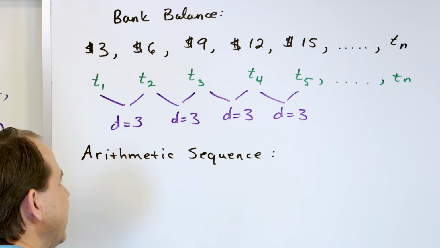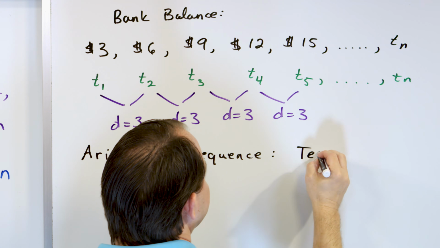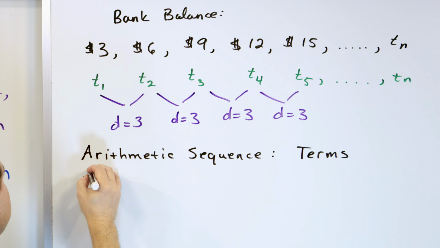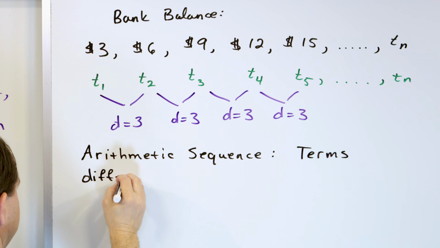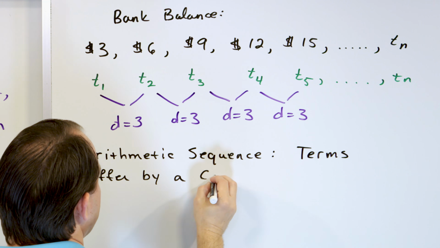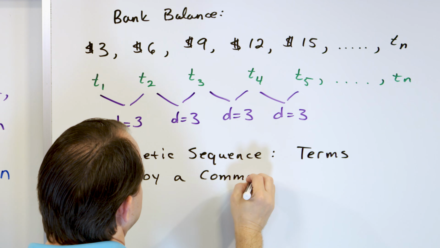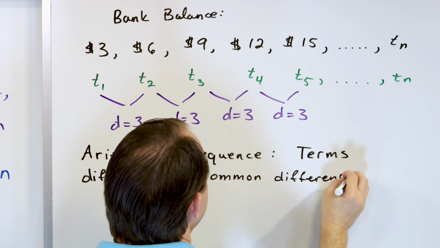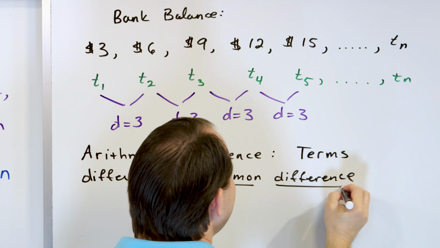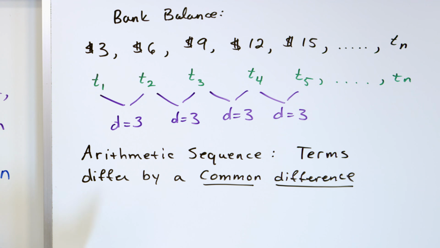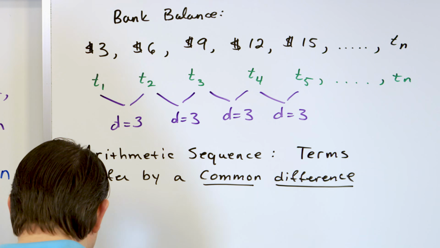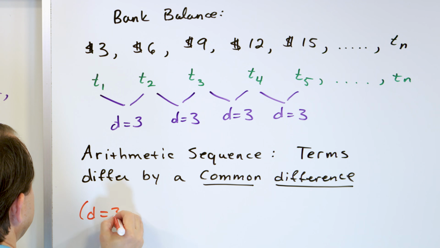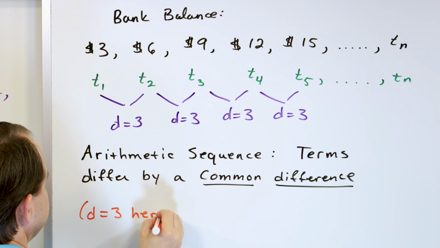Okay? And this is when terms, adjacent terms, when I say terms, I mean the terms right next to each other, they only differ by a common difference. I'm going to underline this because it's the most important concept. The common difference, that's the term, that's the idea you're going to see in your book. So the common difference in this case is D is equal to 3 in this example.